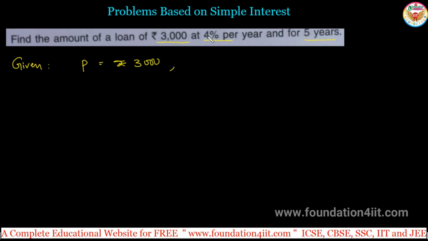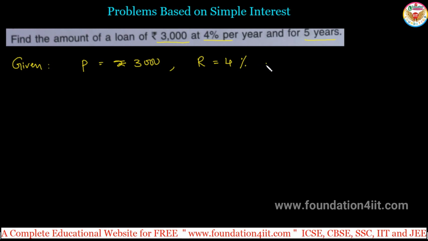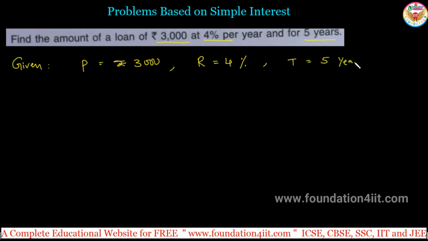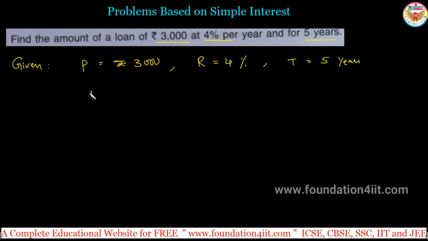So P is equal to rupees 3000. Next, 4% per year, per annum: for every year the rate of interest is 4%. So R is given, that is equal to 4%. Next, for 5 years the time period is always in years, so T is equal to 5 years, R is 4%, P is 3000. You have to calculate the amount. Before finding the amount, you're supposed to find the interest, so the interest you have to calculate.